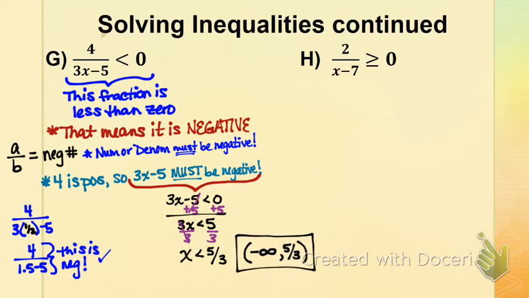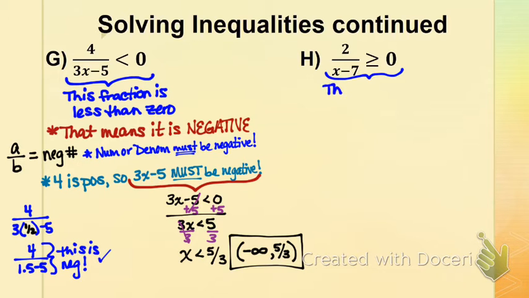Let's go look at H. Use some words to describe this to me. What does it say? What does it mean? X minus 7 is greater than or equal to 0. X minus 7 would have to be greater than or equal to 0. Why? Because the numerator is positive. Yes. This fraction is greater than or equal to 0.